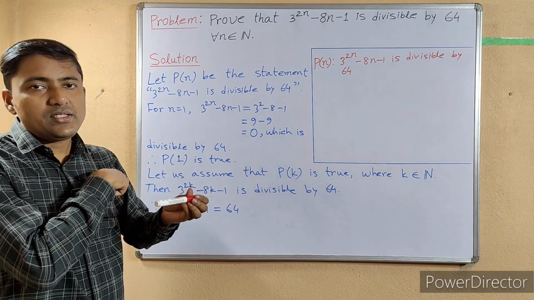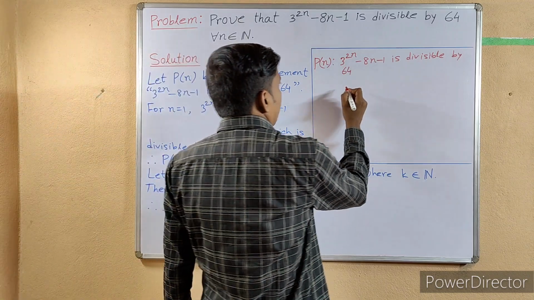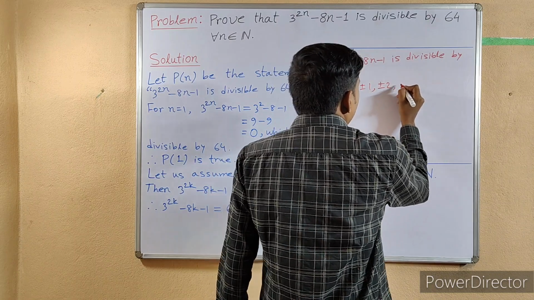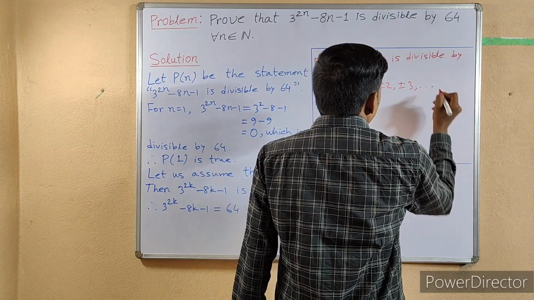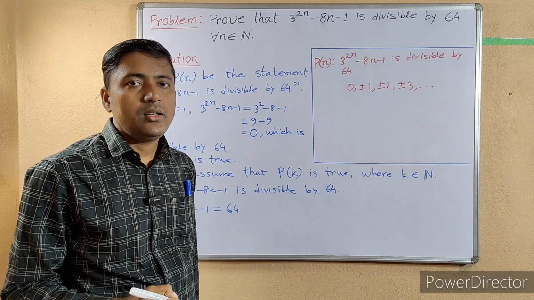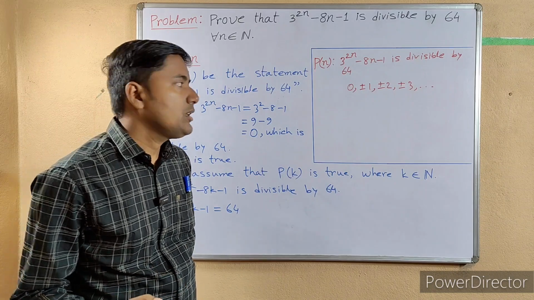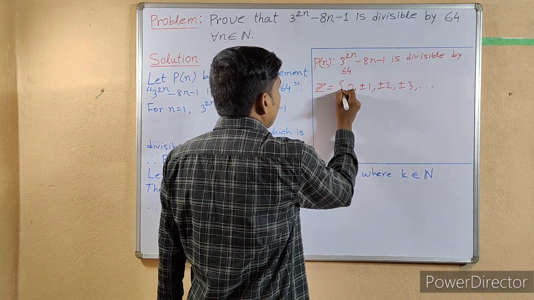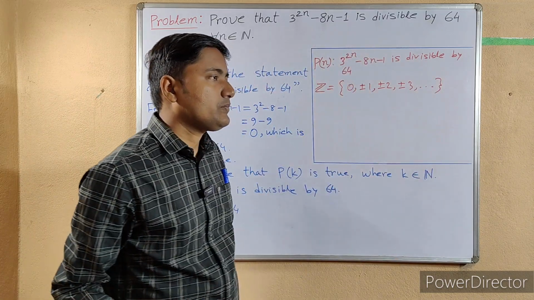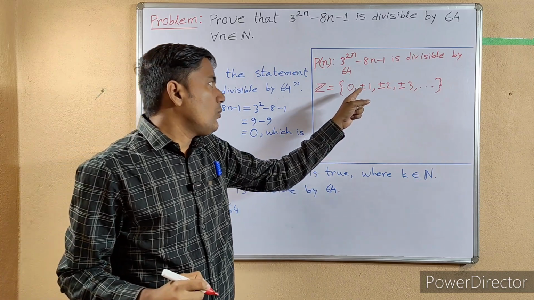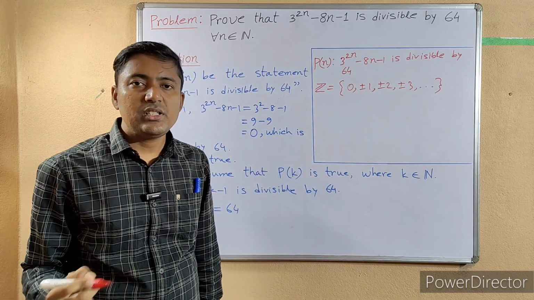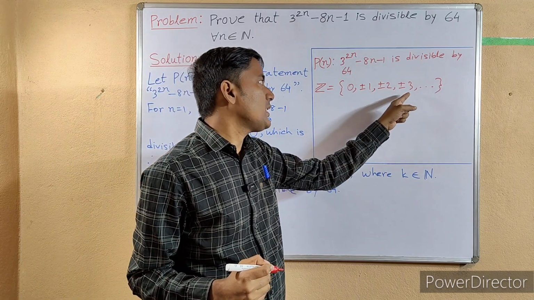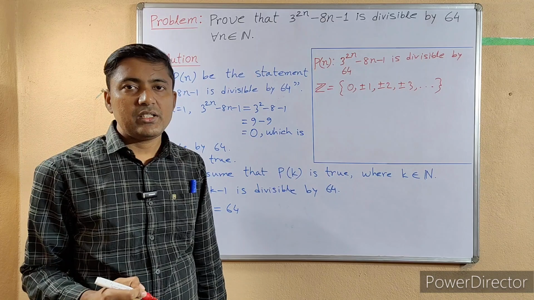We have to know what is an integer. 0, plus minus 1, plus minus 2, plus minus 3, and so on are called integers, and the set of all integers is denoted by Z. Here 1, 2, 3, and so on are positive integers, also called natural numbers, and minus 1, minus 2, minus 3, and so on are negative integers.